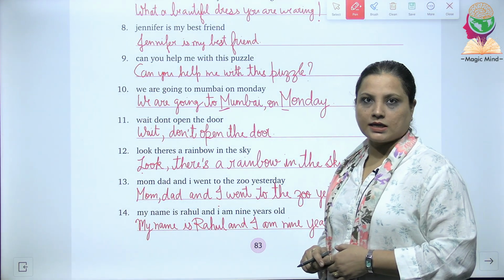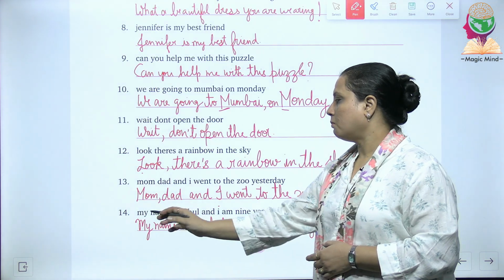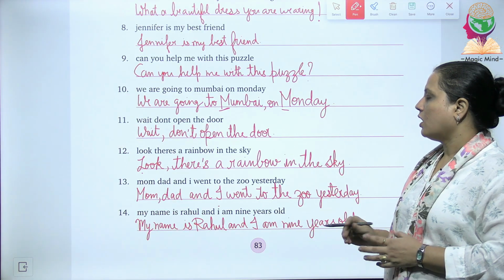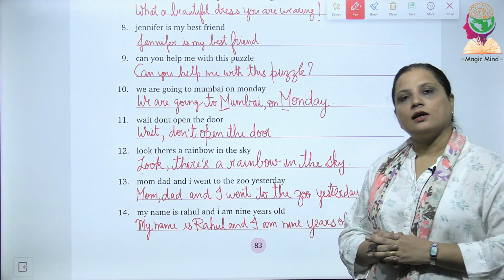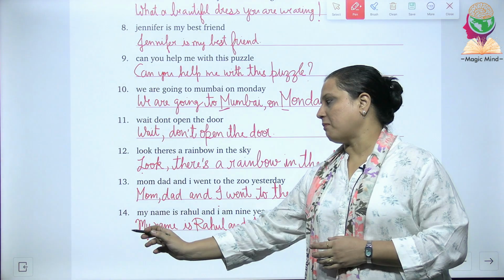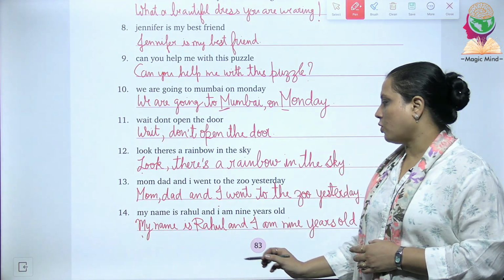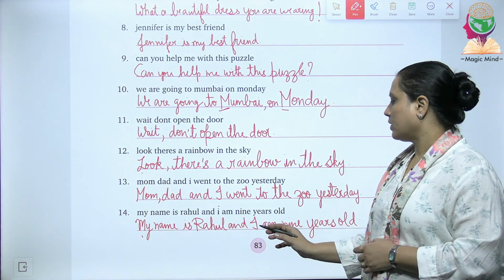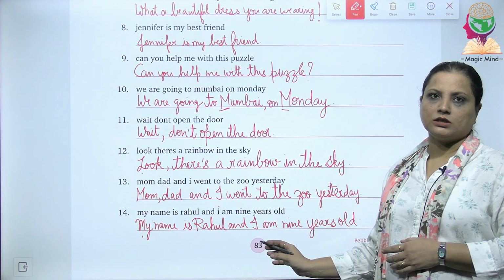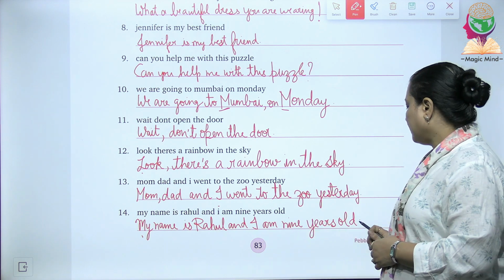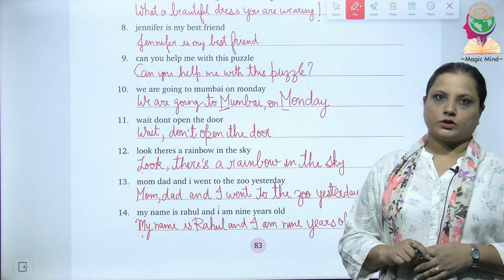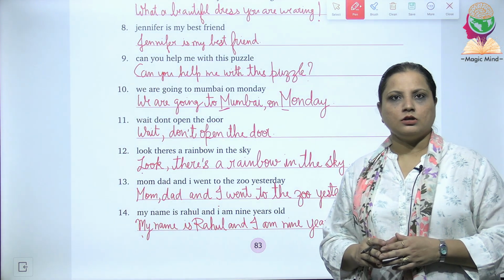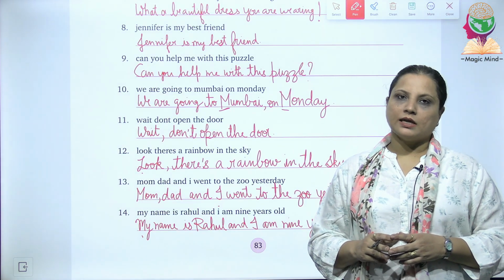Then the last sentence, the 14th one, is "My name is Rahul and I am 9 years old." Again in this sentence, we will begin the sentence with a capital letter. Then later on, we will write the name Rahul, R capital, and I will also be written in capital. Then at the end, we'll put a full stop. And hence, now we have completed this question. Let's now move to the next page.